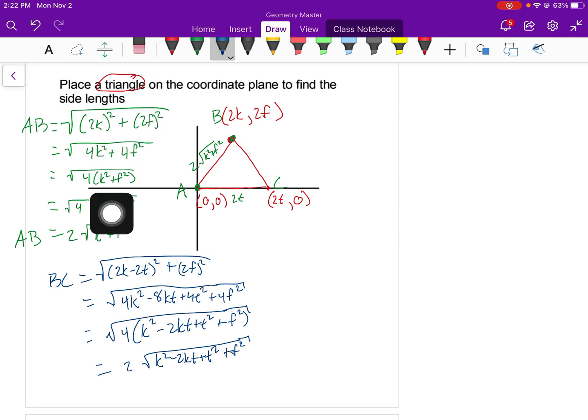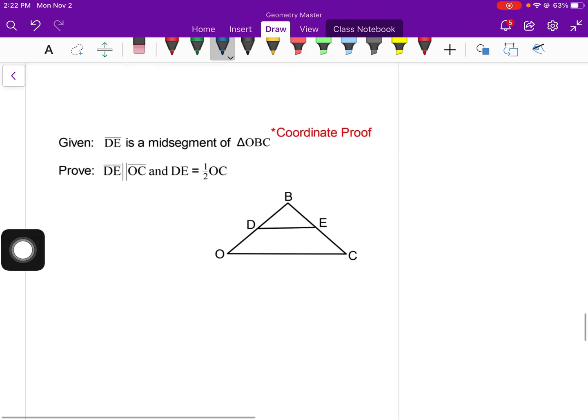We can do all of the math that we've ever done with distance formula and midpoints and all that fun stuff with variables. It's totally allowed. And that's where this is going to come in handy, and this is why I use those 2 times values. I'm going to put this triangle on the coordinate plane. This is a coordinate proof. This is different than what we've done before. Normally we do our two-column proofs. I'm not going to write out a two-column proof.